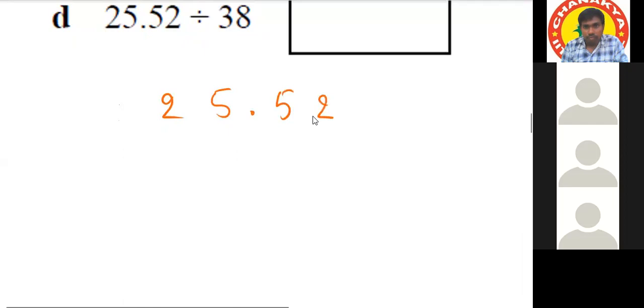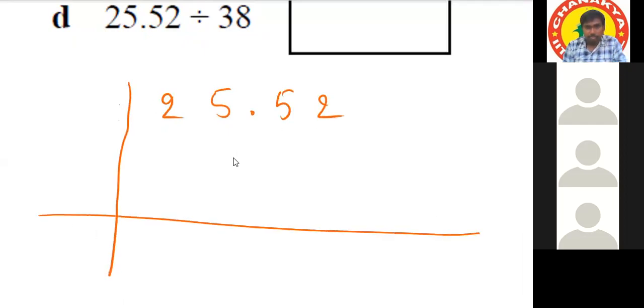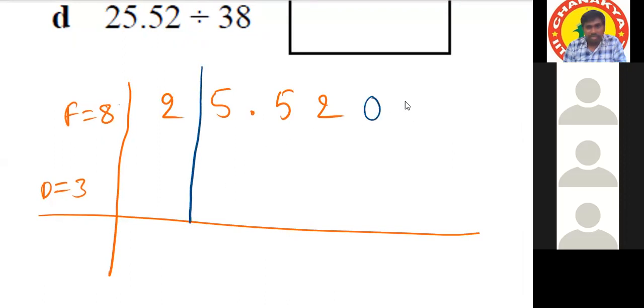25.52. We have to divide this number by 3, the divisor, and 8, the flag. Divisor is 3 and flag is 8. Now, in the flag, how many digits are there? Only 1 digit. From the decimal point, we have to take 1 digit. And after taking 1 digit, we can remove the decimal point.